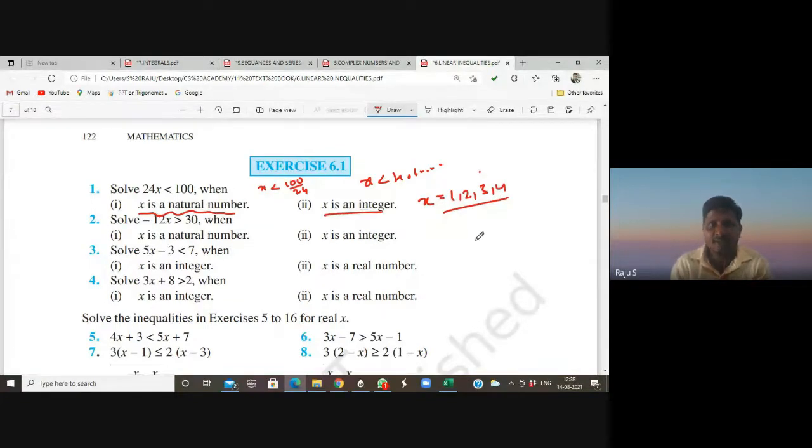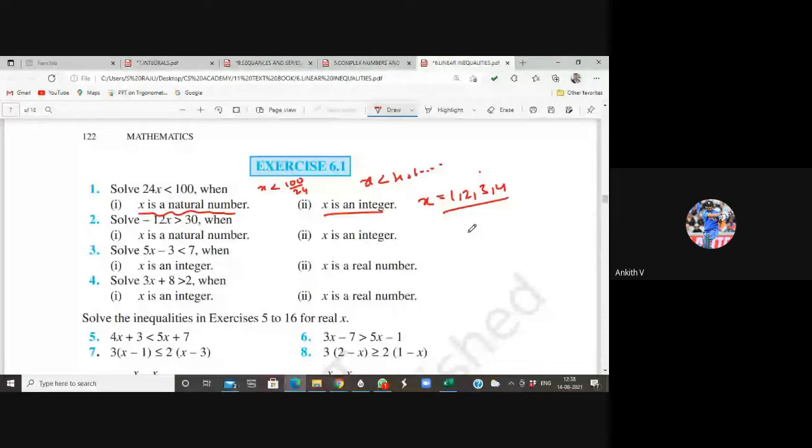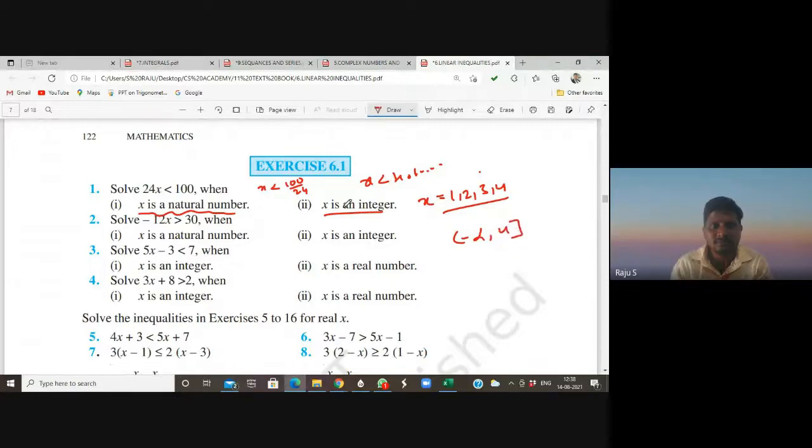Second subdivision: open bracket minus infinity, comma 4 close bracket. Exactly, minus infinity to 4. Belongs to Z, sir? Yes, because they clearly asked for an integer. Integer means minus infinity to 4, because x is lesser than 4.1.